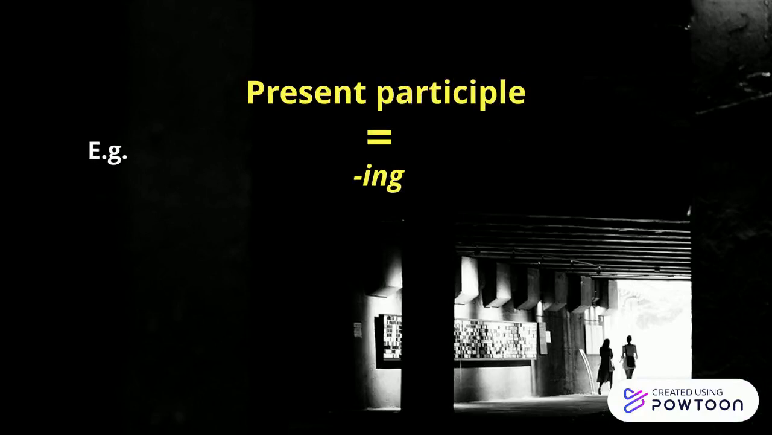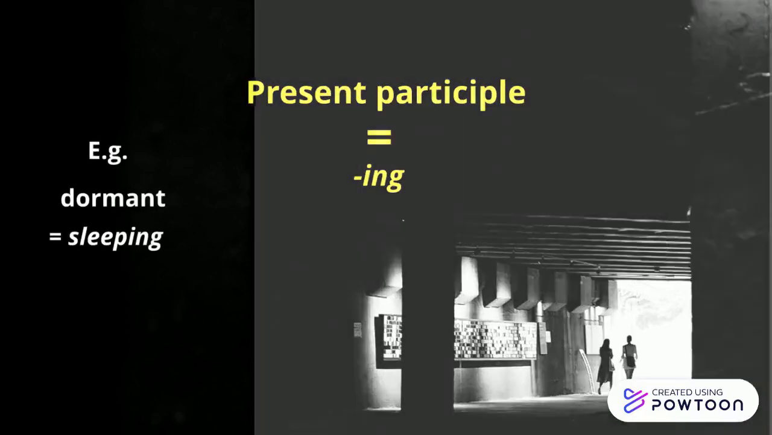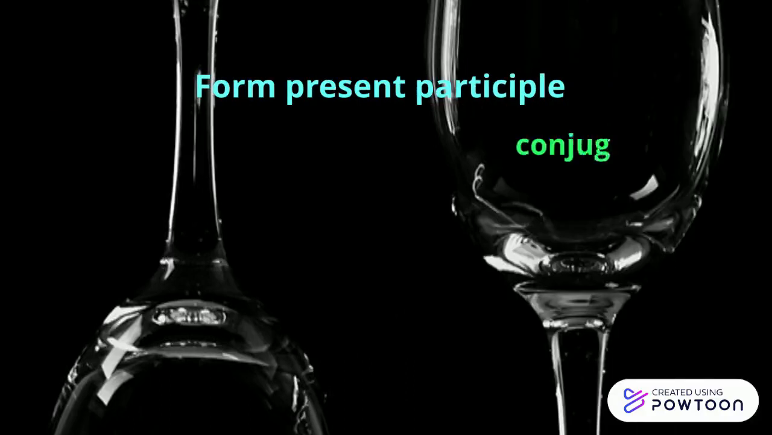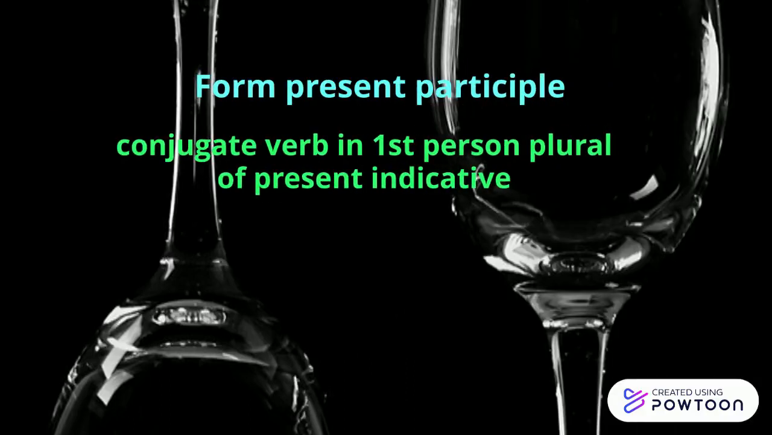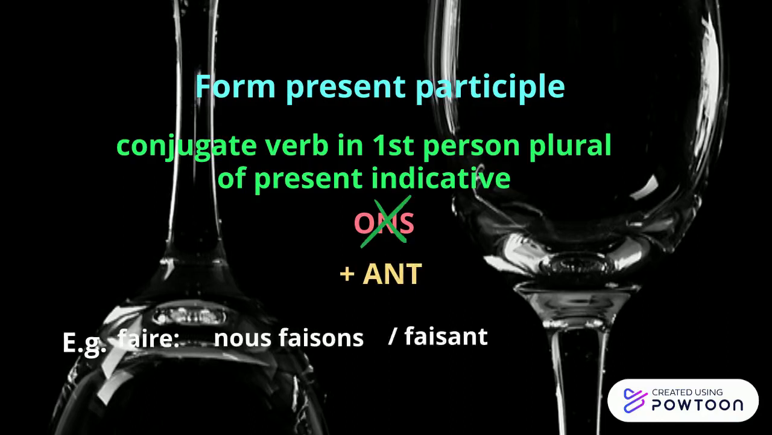For instance, dormant, sleeping. To form the present participle, conjugate the verb in the first person plural of the present indicative, remove the ending -ons and replace it with -ant. For instance, for faire, nous faisons, faisant, so to do, we do, doing.